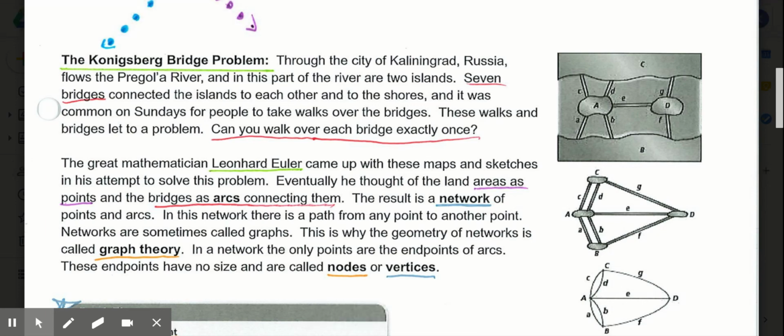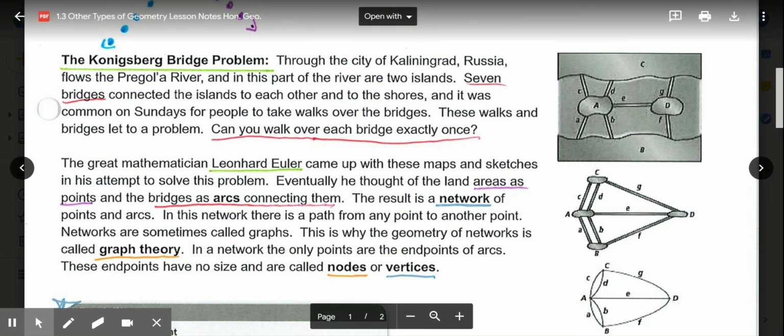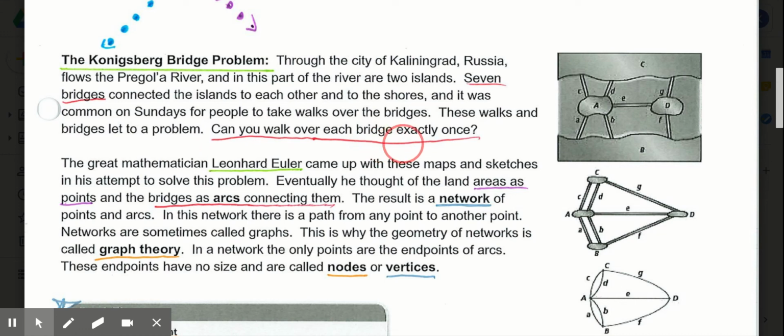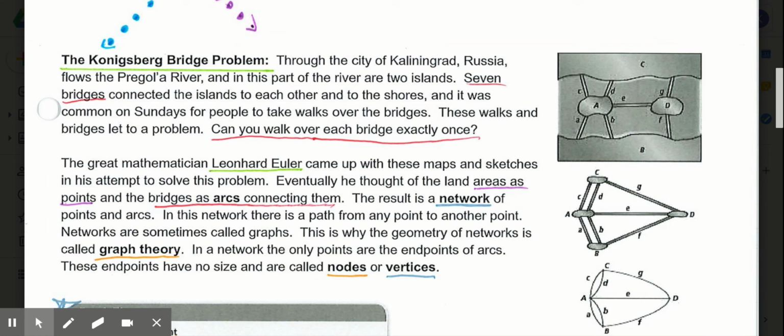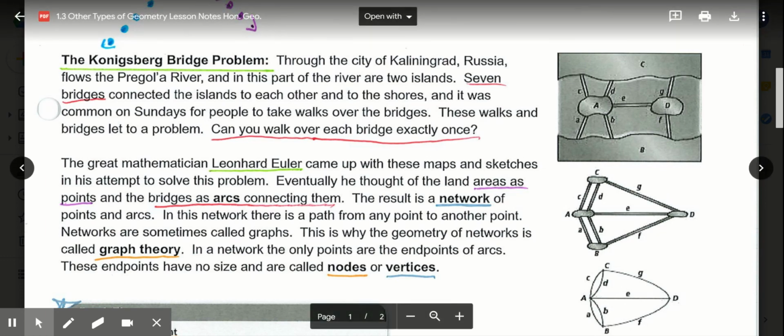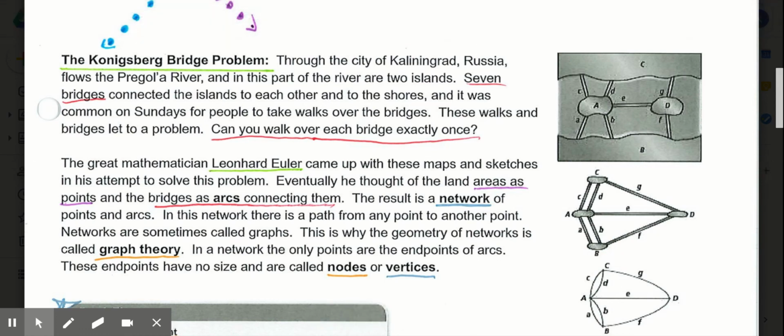So what I'd like for you to do is pause the video here and take about 5 minutes or so and try to answer that question using this diagram. Try to figure out, can you walk over each bridge exactly once? And you can mark on this diagram, draw with pencil, whatever you need to, and try to answer that question. So you have to start, obviously, at some point of land, can't start in water, and walk over each bridge exactly once. So pause the video, take some time to try to answer that.